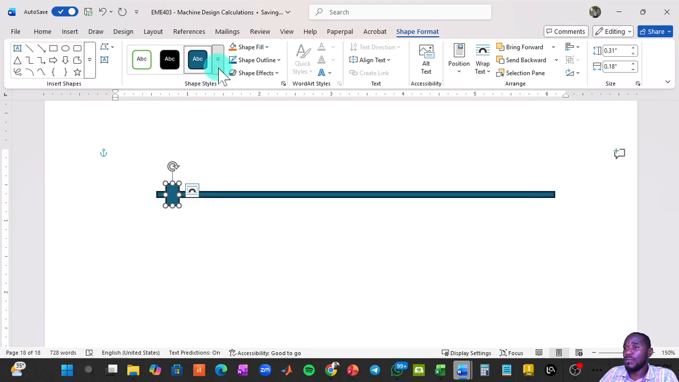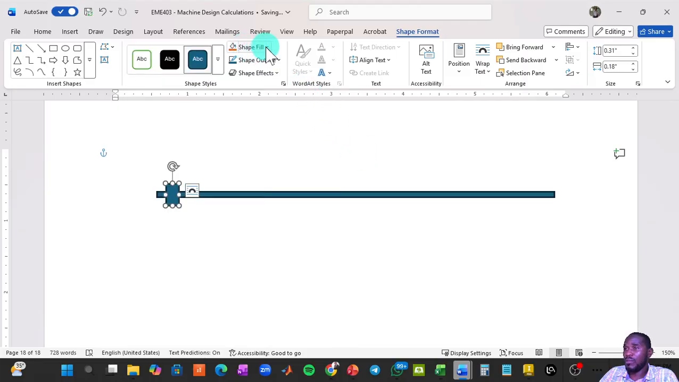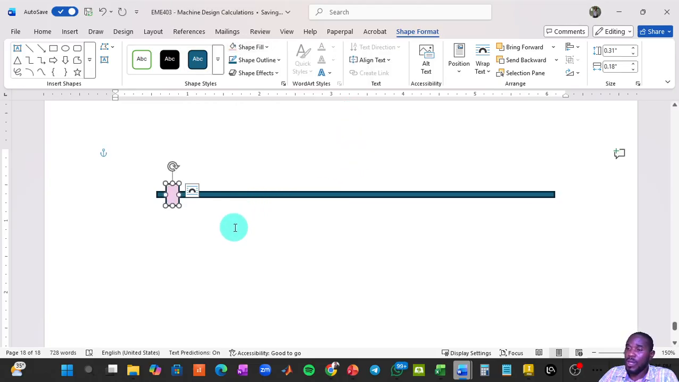I will give them a different color. Let's look at the fill. It's already blue. Well, light blue would be fine, or purple. Let's go with purple. Okay, we've got 1 bearing there, and let's have a different bearing.